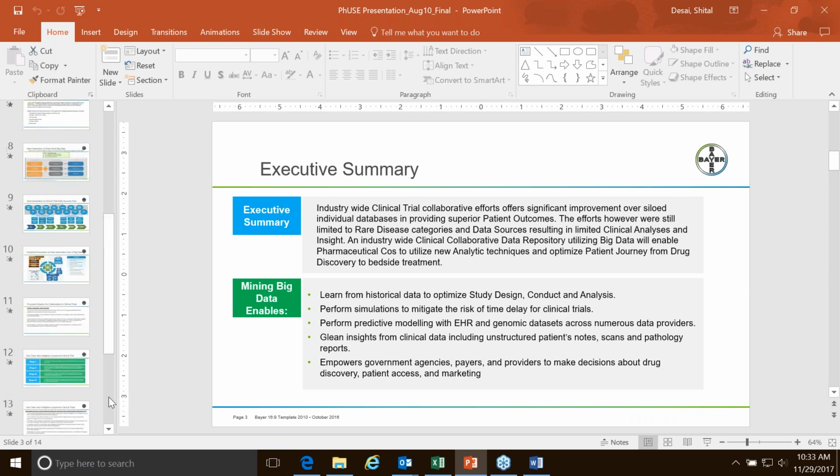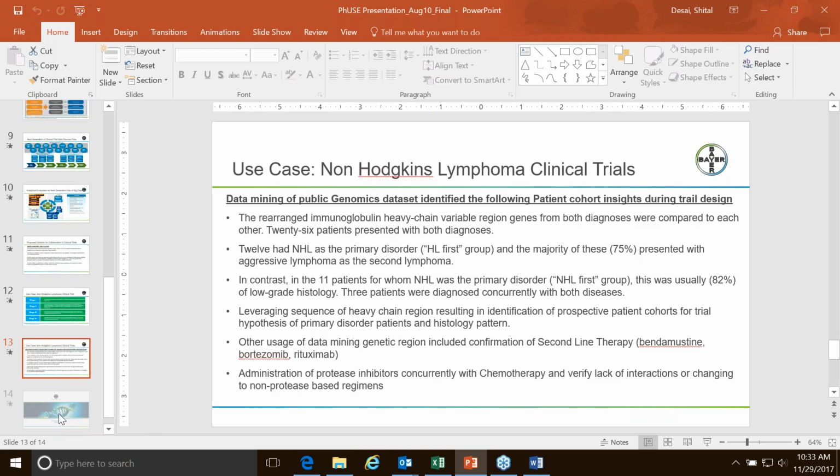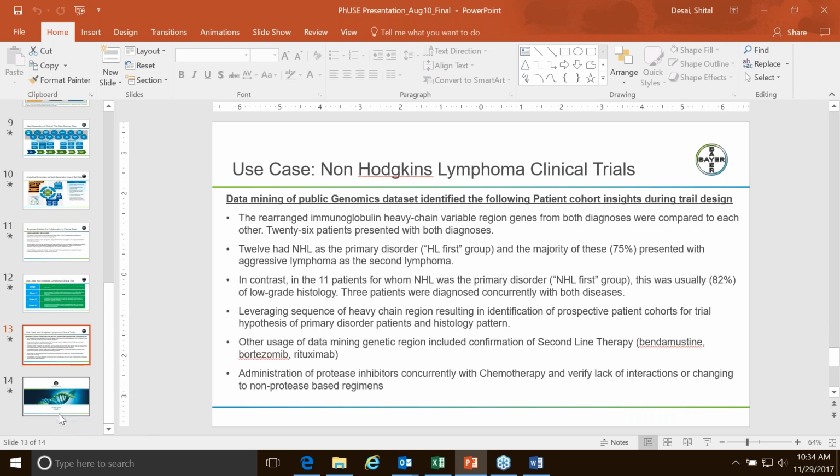One of the successes was the non-Hodgkin's lymphoma trial that I connected at Genentech, where we looked at a specific immunoglobulin region of the DNA chain, and we identified 26 patients that would have been excellent targets for that particular clinical trial design. Eventually, the protocol design as well as the statistical plan incorporated some of the genomics data sets into the trial design and execution.